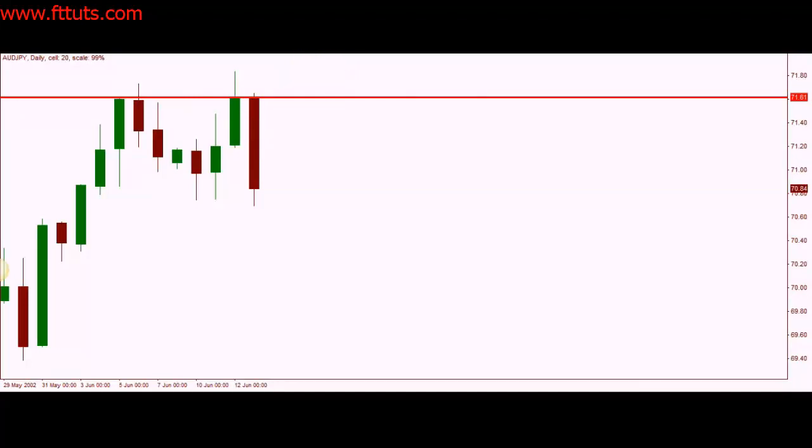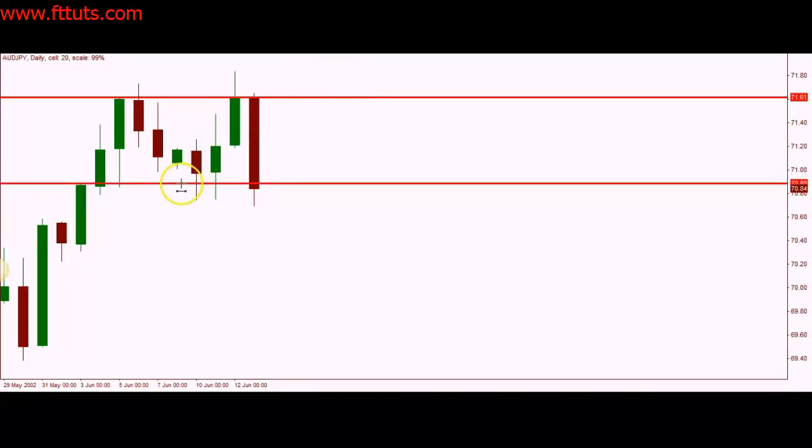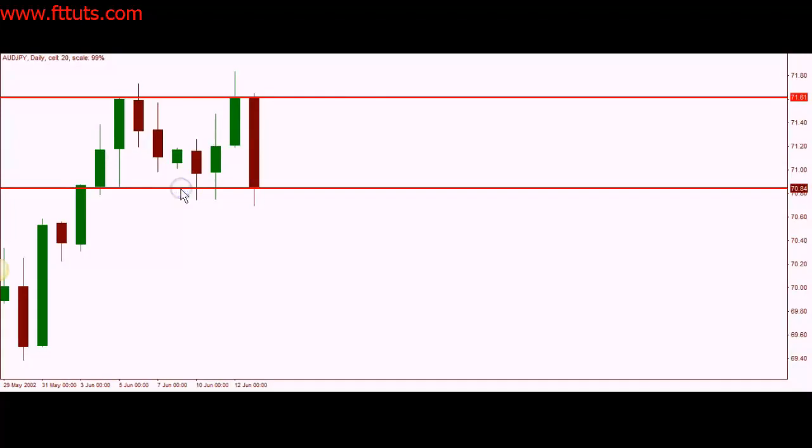So what I'm going to do here now is I see this support and resistance level here, right? And I like to make these into little zones. Okay, so I'm going to make this into a zone.